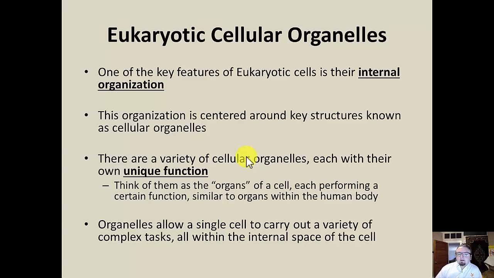Okay, next we want to get into the eukaryotic organelles in a little more detail. As I mentioned, this is one of the two defining features of a cell, the internal organelles. And as we already mentioned, each is its own kind of independent functioning part of the cell, kind of like how organs have their own independent functioning within our own body as a whole.